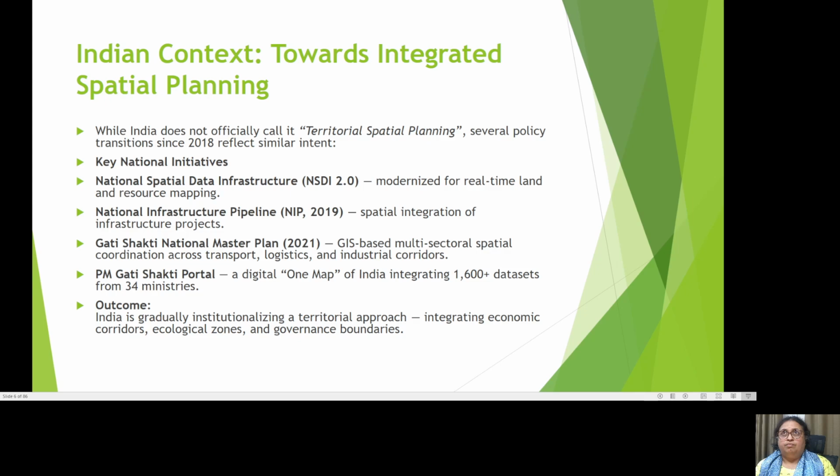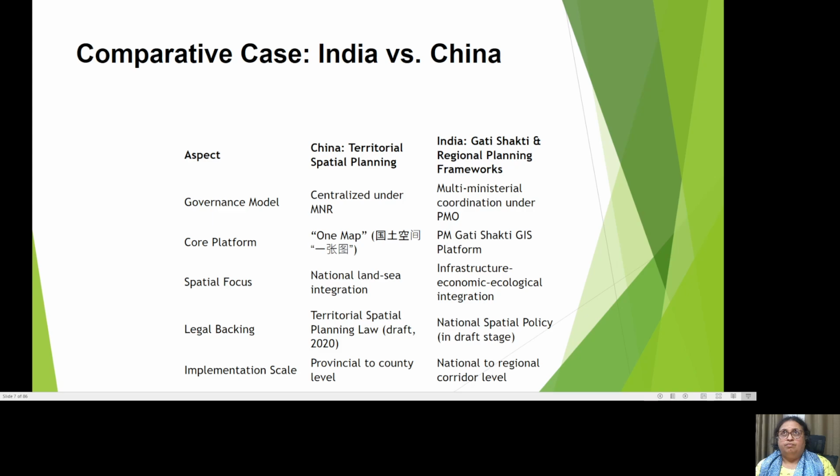So moving on to next. This slide basically shows how these two countries are on the same platform, being different, having different territorial characteristics and all. The governance model is different, the basic platform is different from one to another because their approaches are different based on the issues that are faced by the country. What is the special focus, the legal backing of the same, the implementation scale. The scale in planning, especially in regional planning, is very important. So all that has been taken into consideration.